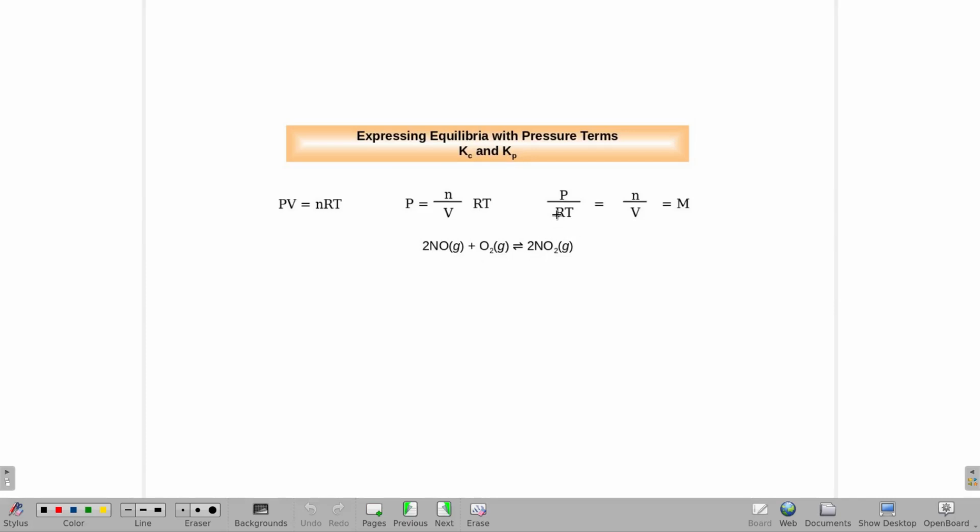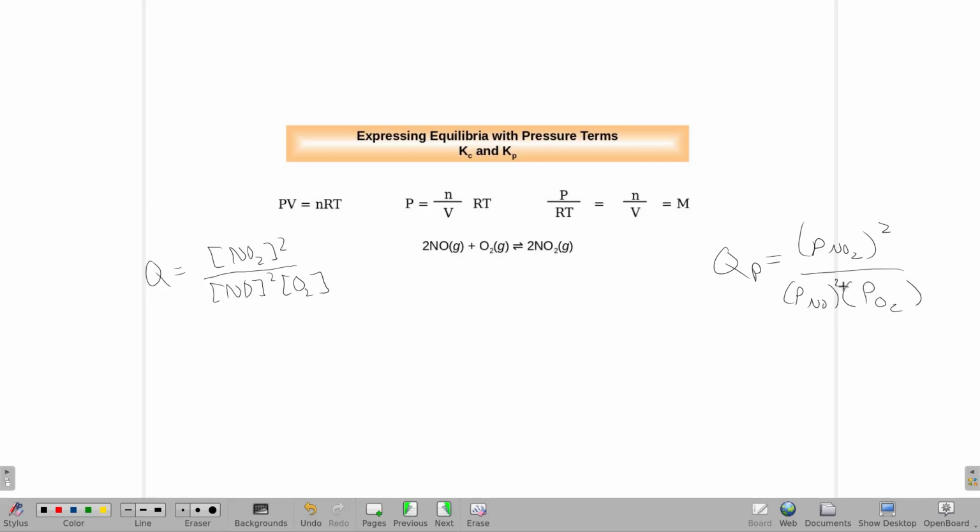So like this equation, if I want to do a Q based on concentrations, it would look something like this: NO2 squared over NO squared and O2. Perfectly fine. But a Q based on partial pressures also happens. And it would be the partial pressure of the NO2 squared all over the partial pressure of the NO squared and the partial pressure of the O2. And there's a 2 there. So technically it looks the same, it's just different notation.